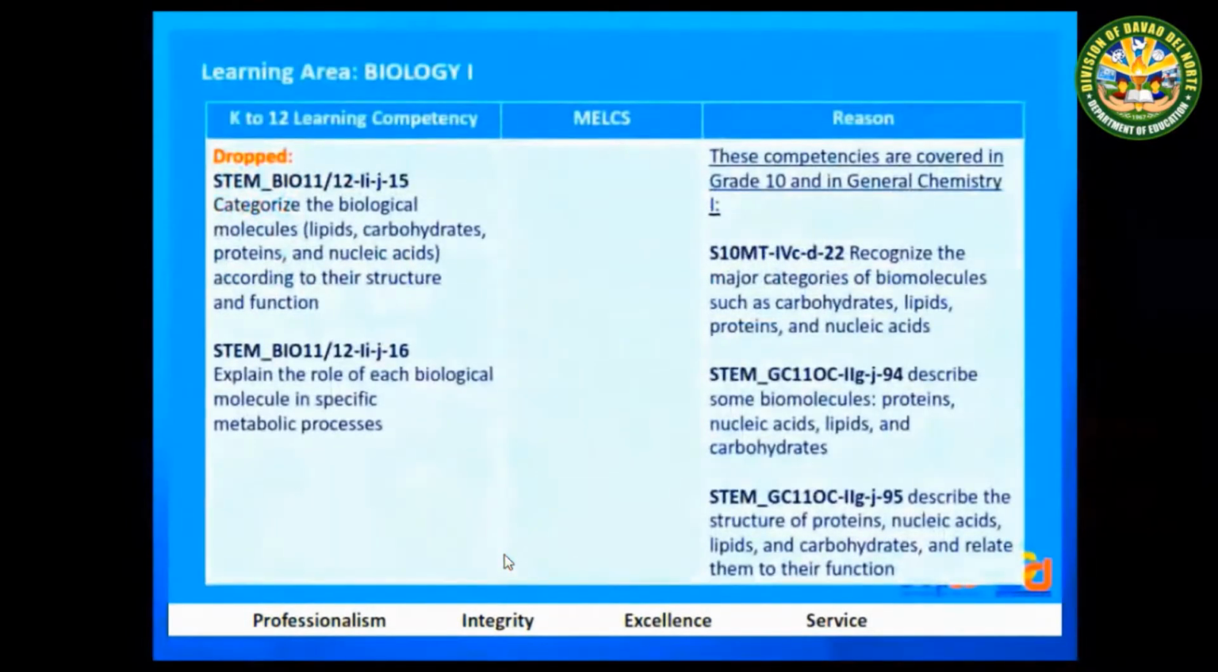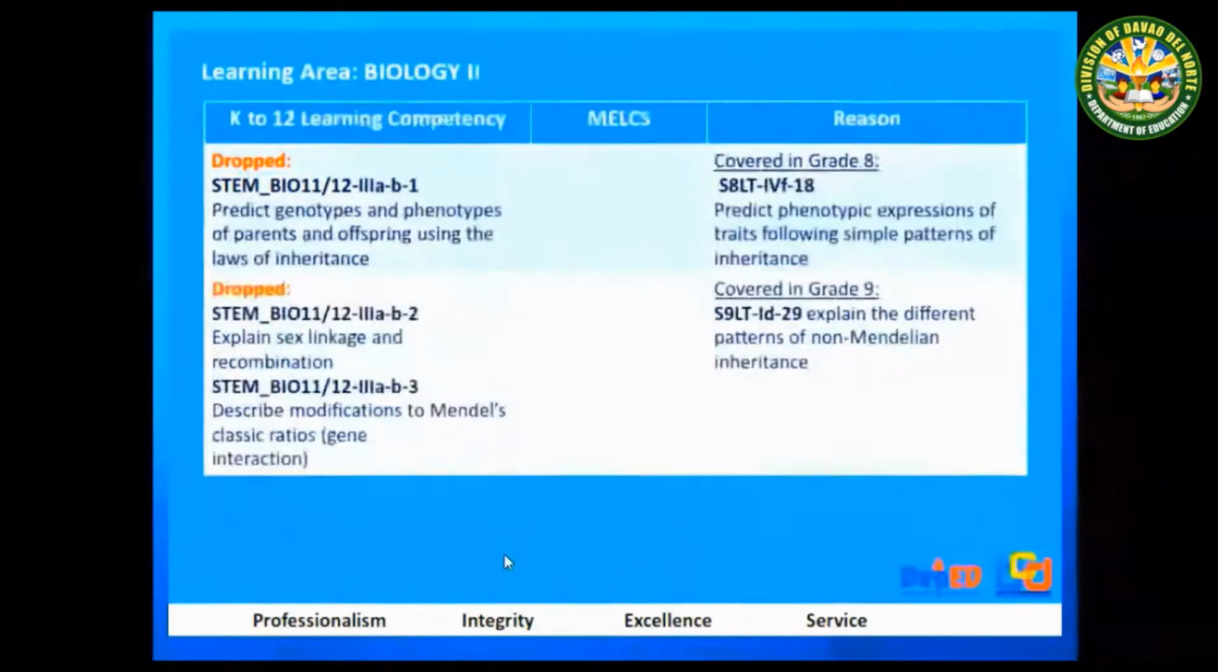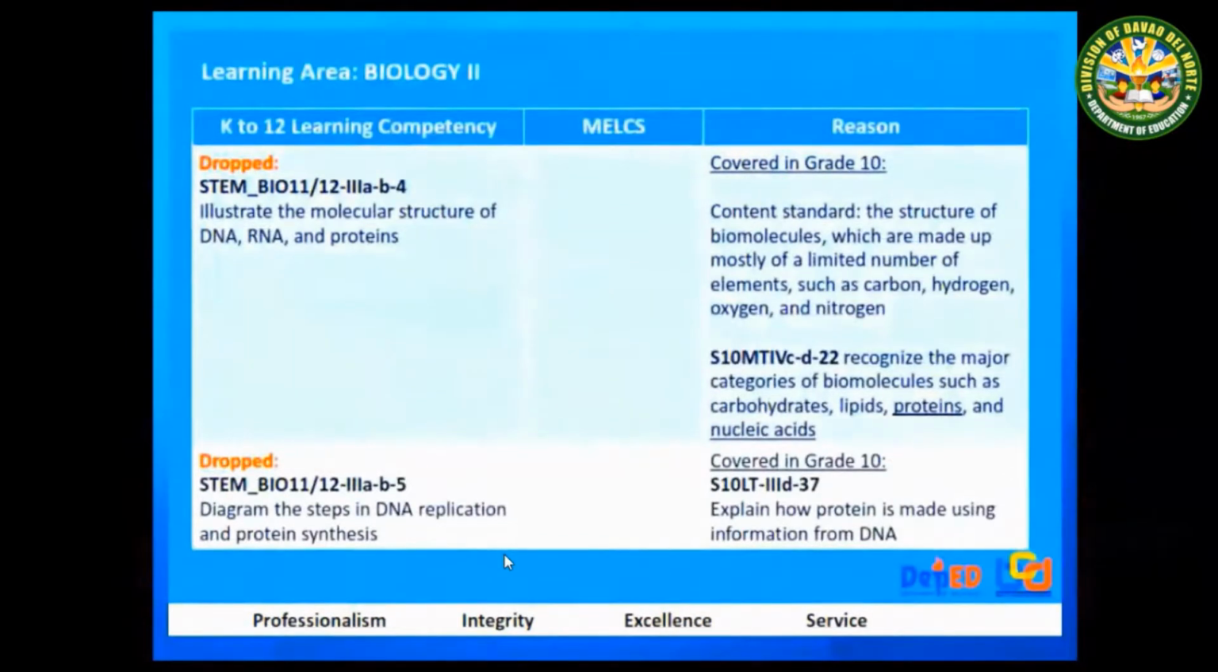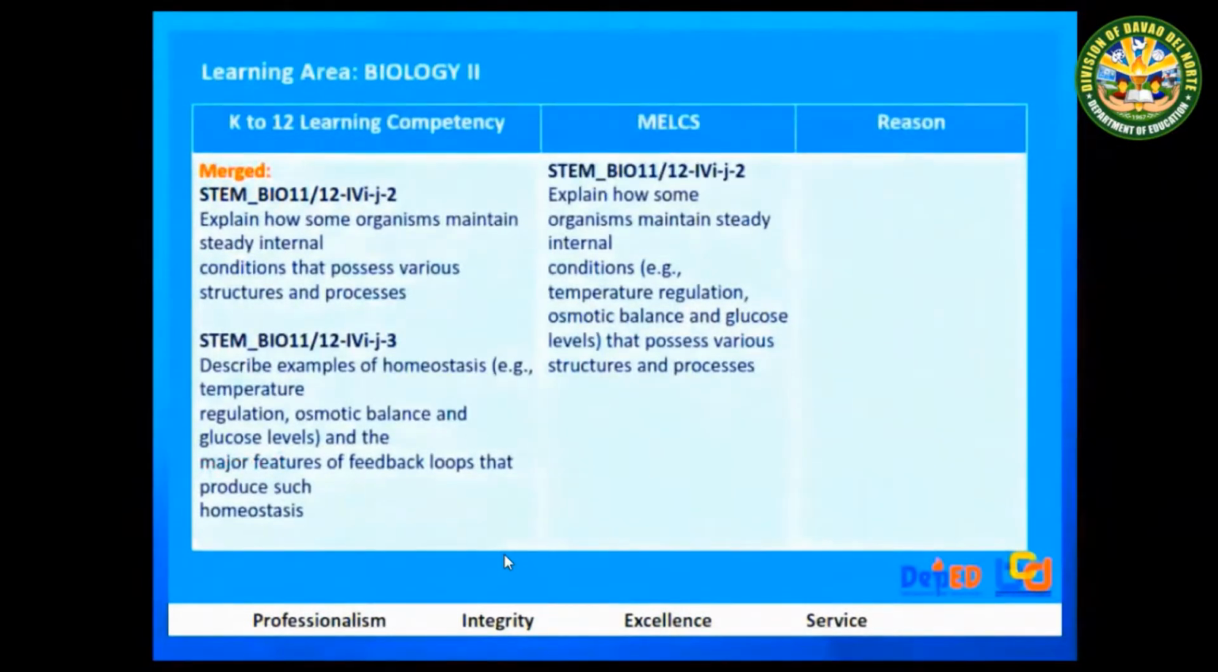Here are the other ELSIs dropped for biology. For Biology 2, there are 4 ELSIs dropped because they are covered in grade 8, in grade 9, and in grade 10. As well as there are 2 ELSIs merged into one MELC, and that maintain steady internal conditions such as temperature regulation, osmotic balance, and glucose levels that possess various structures and processes.